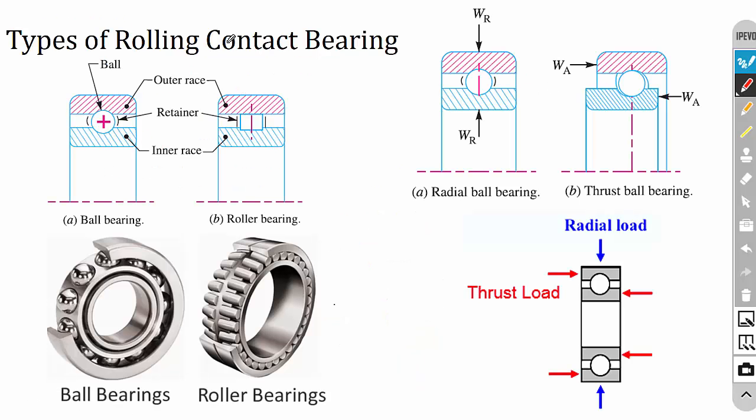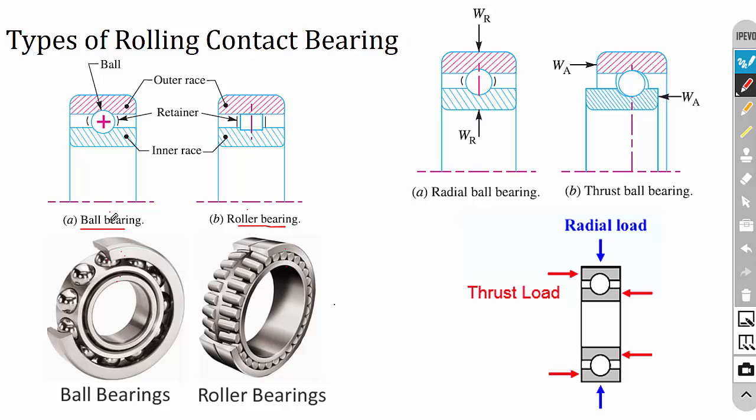Next, the types of rolling contact bearings. The rolling contact bearings can be split into two. One is ball bearing and the other one is roller bearing. In the case of ball bearings, the balls are used in between the inner race and outer race. In the case of roller bearings, instead of a spherical ball, a cylindrical roller will be used to separate the inner race and outer race. So that is the difference between ball bearing and roller bearing.